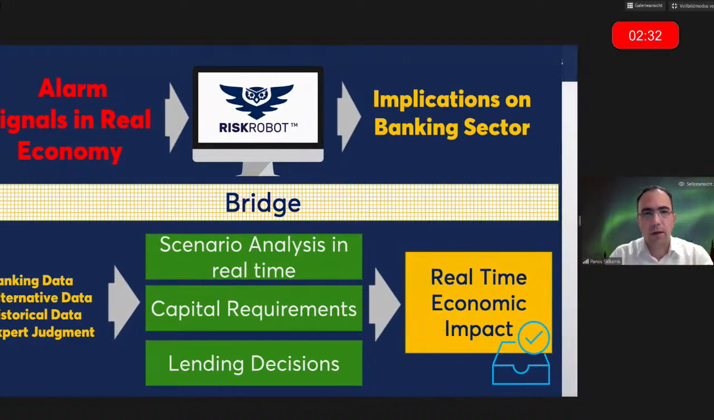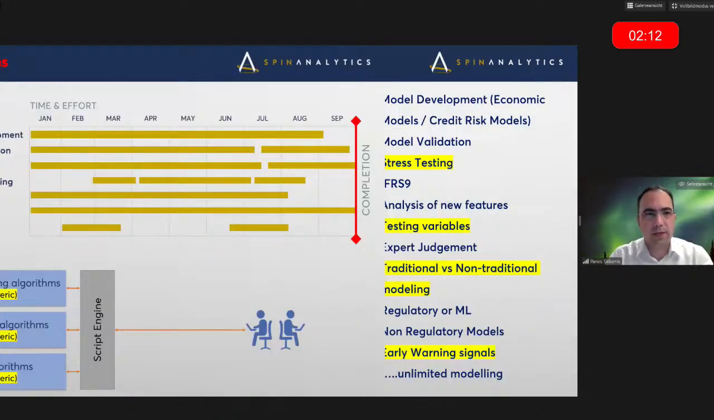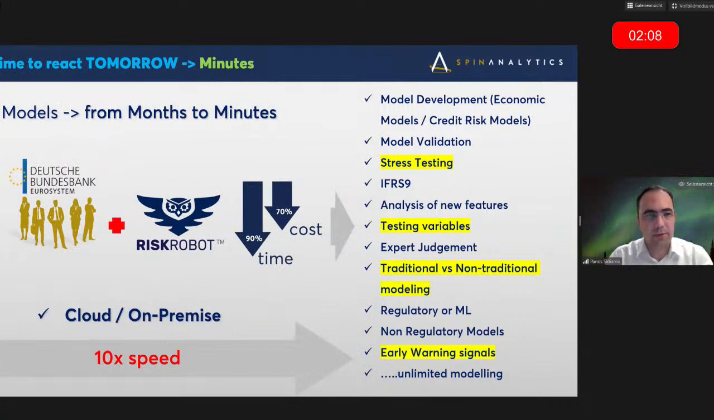Today, teams, the Bundesbank team as well, use traditional generic tools that are not focused on one modeling process only, which means they have to spend a lot of time, usually months, to develop just one credit risk model or economic model. We would like to show that with the combination of your team, the experts you have at Deutsche Bundesbank, and Risk Robot, you can decrease the time to minutes instead of months. This is something we validated globally. You can do the usual modeling business, but also more, with alternative, non-alternative, traditional or non-traditional modeling methodologies, and you can also add your own methodology inside.